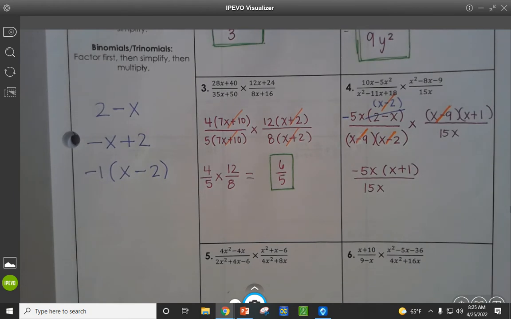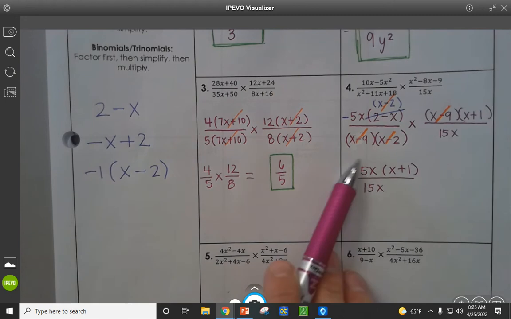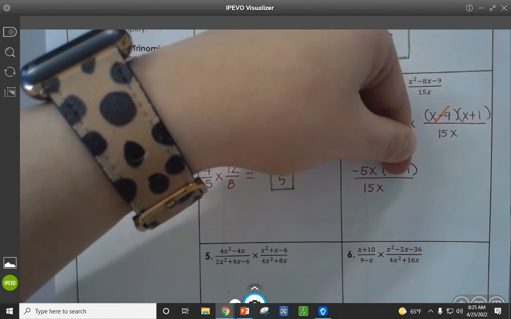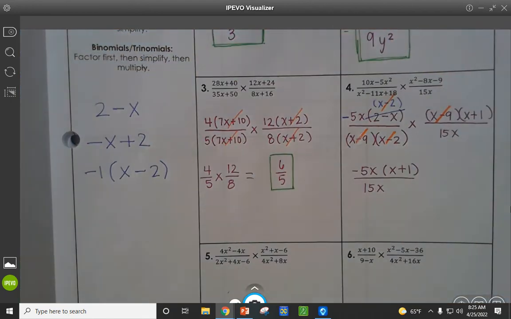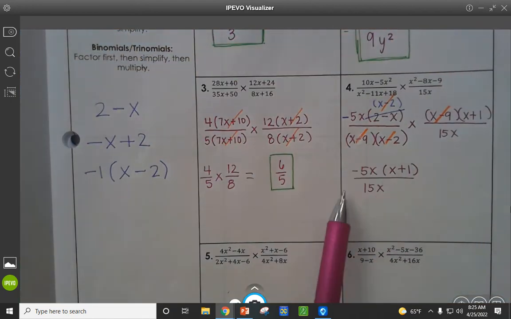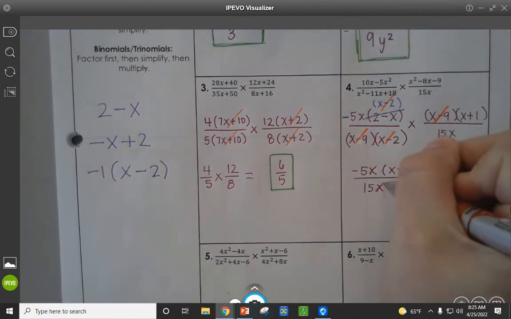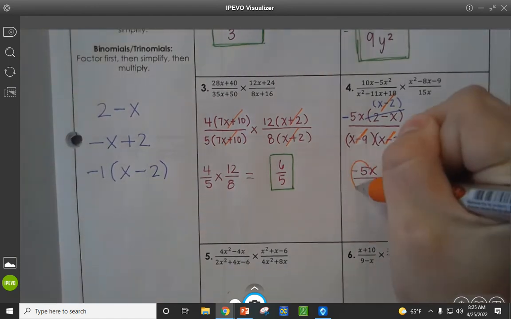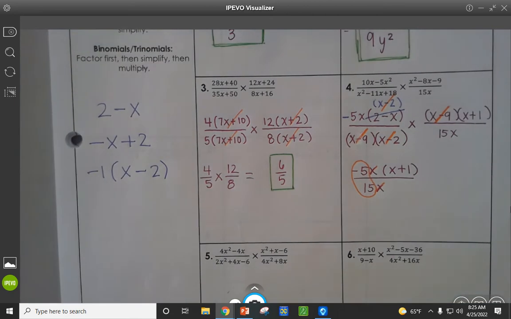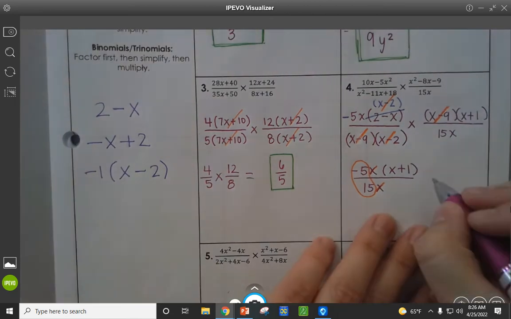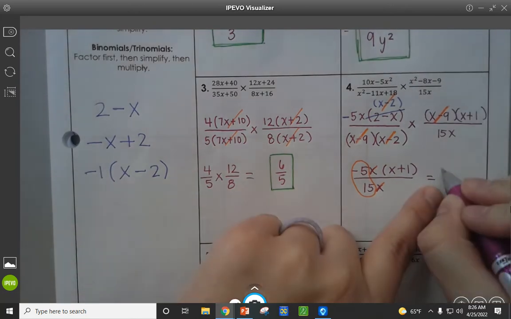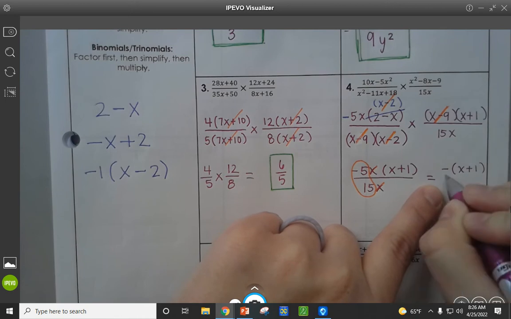Can I simplify any more? Yes, this negative 5x is really negative 5 times x plus 1. So I've got 3 separate factors on top, and 15 times x on the bottom. So we can cancel out these x's. And then this negative 5 over 15 will simplify. What does that make? Negative 1 over 3. So this will be the negative x plus 1 over 3.